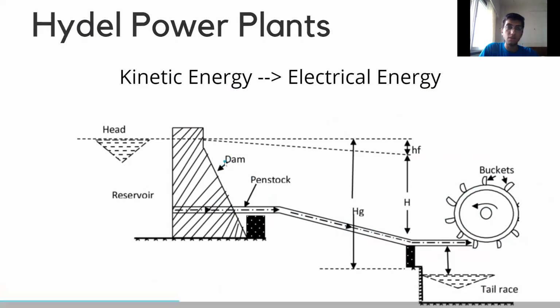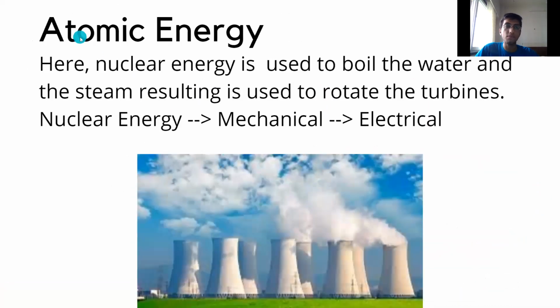Coming on to our next type, which is atomic energy. This type of energy is nowadays being used as our next source of renewable, sustainable energy. Here, nuclear energy is used to boil the water and the resulting steam is used to rotate the turbines. So basically, it's the same principle as thermal, just that we boil water here, and therefore nuclear energy is converted into mechanical, and then mechanical is converted into electrical by the use of turbines.